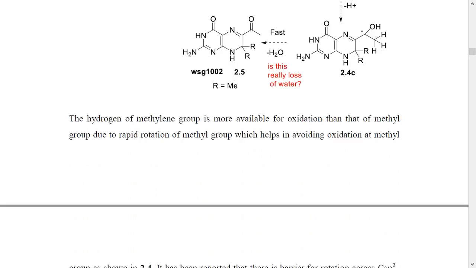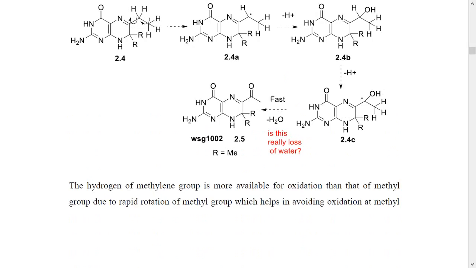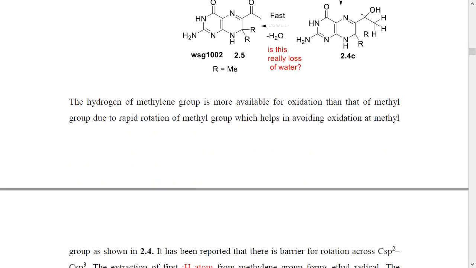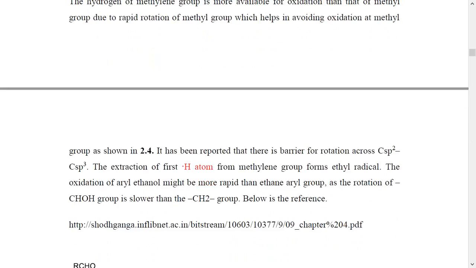The hydrogen of the methylene group is more available for oxidation than the methyl group. This is methylene, they are more available than the methyl group. Due to rapid rotation, the methyl group avoids the oxidation. It does help in avoiding the oxidation because the methyl group rotates freely, as shown.